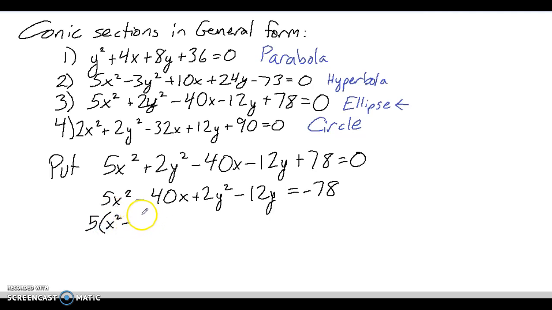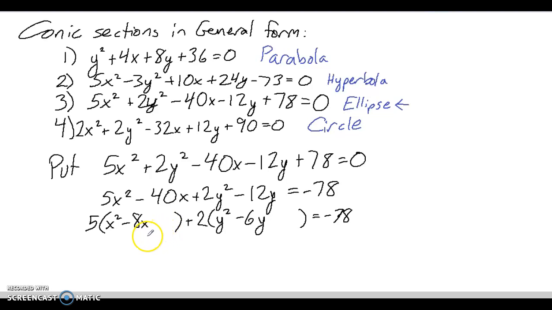That leaves me with x squared minus 8x, and I'm going to leave some space. I'm going to factor the 2 out of the y terms. So that leaves me with y squared minus 6y. I'm going to leave some space. And I've got negative 78. What goes in this space?